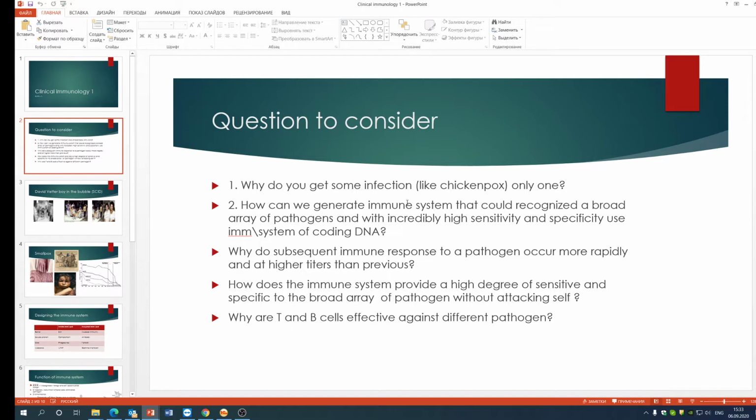How can we generate an immune system that could recognize a broad array of pathogens with incredibly high sensitivity and specificity using coding DNA? Why do subsequent immune responses to a pathogen occur more rapidly and at higher titers than previous ones? How does the immune system provide a high degree of sensitivity and specificity to a broad array of pathogens without attacking self? Why are T and B cells effective against different pathogens?